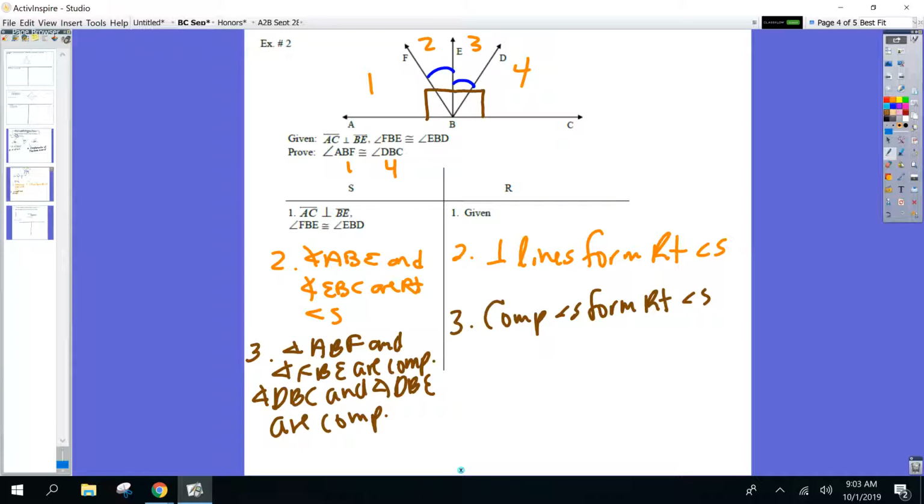Okay, you told me you have complementary angles. ABF and DBC, which are the two I need to prove congruent, they're complementary to the same angle or to congruent angles? Congruent angles. That must mean those two angles are also congruent. So last step, ABF is congruent to DBC.